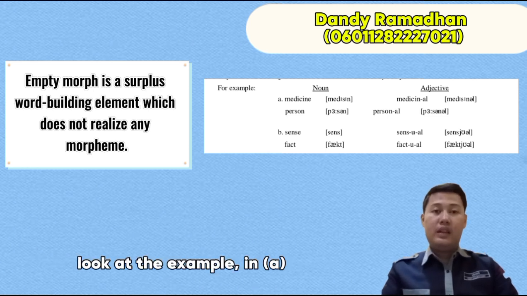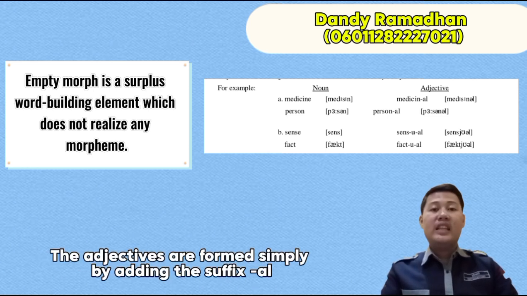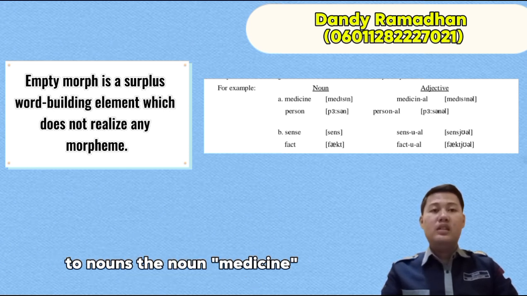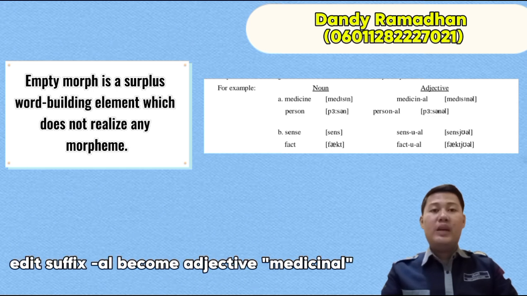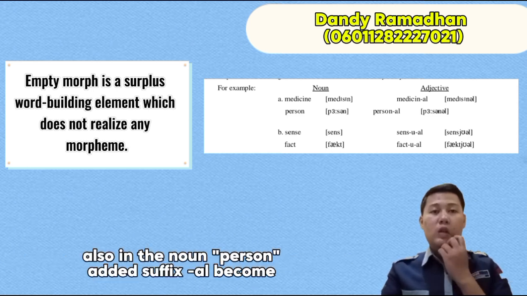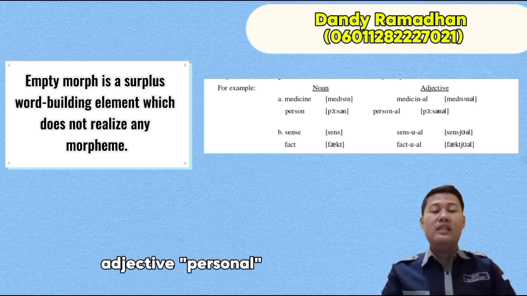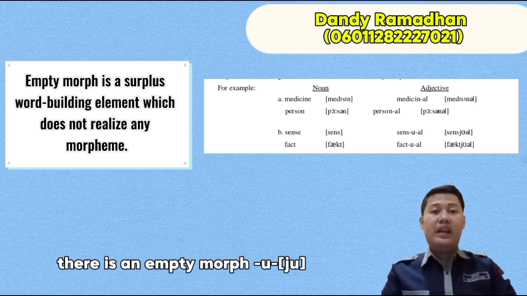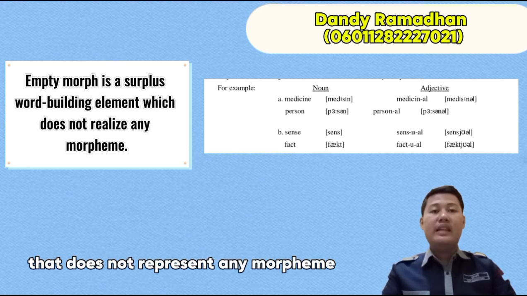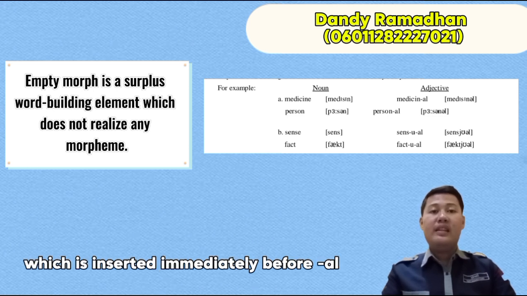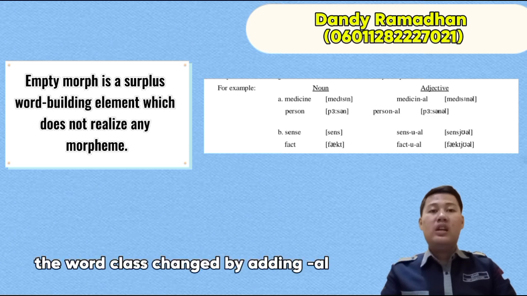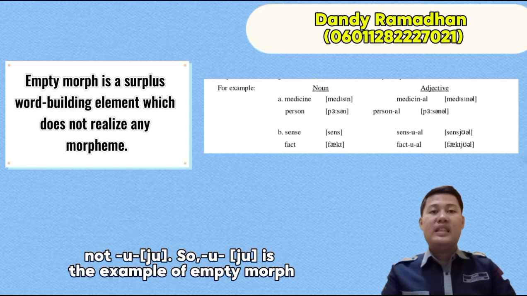Look at the example. In A, the adjectives are formed simply by adding the suffix "al" to nouns. The noun medicine and its suffix "al" become the adjective medicinal. Also the noun person, add its suffix "al" to become the adjective personal. In B, however, there is an empty morph "u" that does not represent any morpheme, which is inserted immediately before "al." The word class changed by adding "al", not "u." So, u is the example of an empty morph.